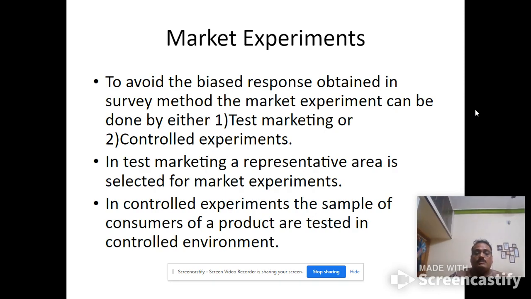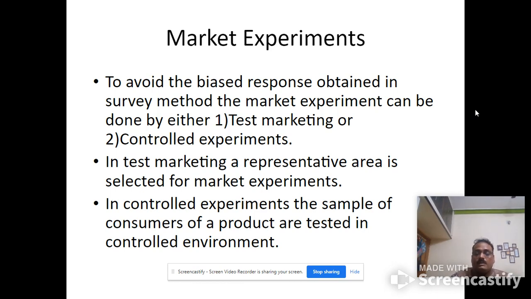The third is the market experiment. In the market experiment method, what basically we do is that we can go for the test of the product and how is it going to be demanded through the test marketing, or we can also have the control experiment. In the test marketing, we select a particular area which is basically taken as a representative area for a particular product, and we conduct the survey in various ways. We try to get the responses of the people about that particular product in that particular locality.